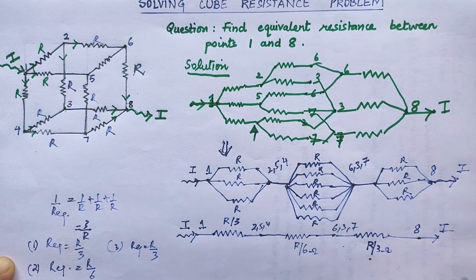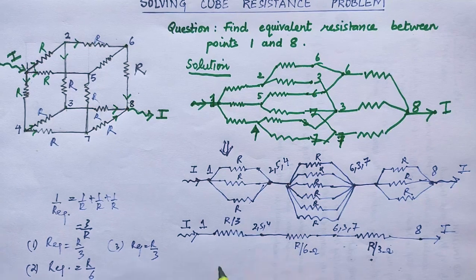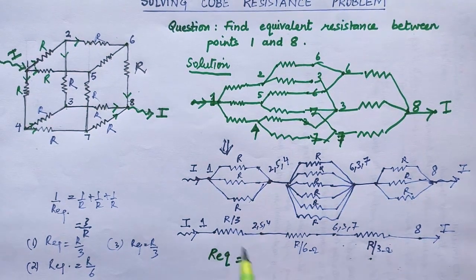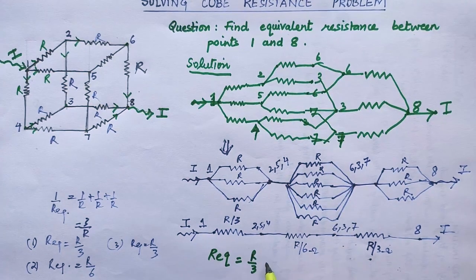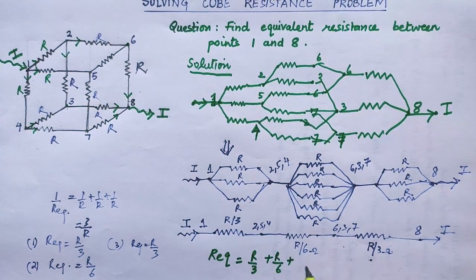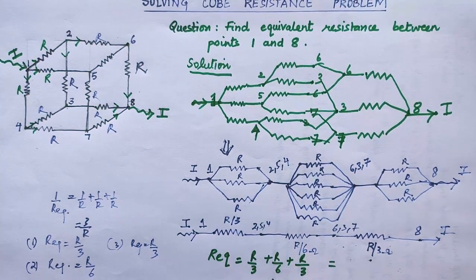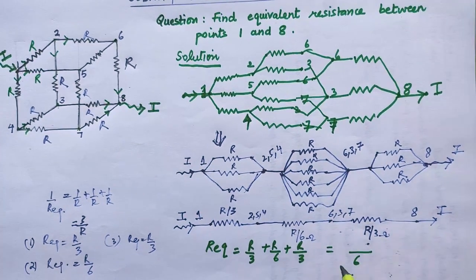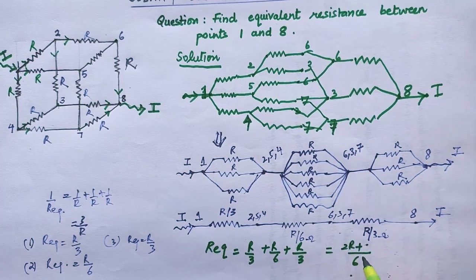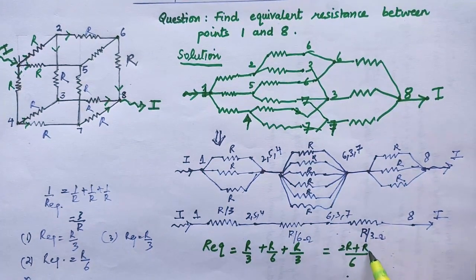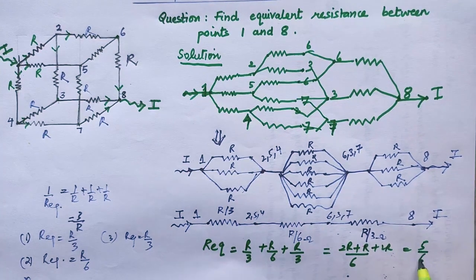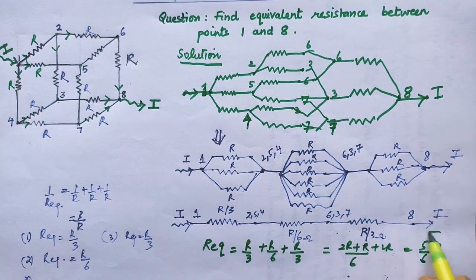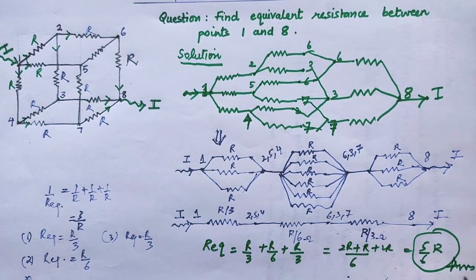Now it's a simple series circuit. So the whole equivalent can be found as R by 3, they are in series, and you know in series the resistances are added. R by 3 plus R by 6 plus R by 3. So you solve it. The common denominator is 6. So it is 2R plus R plus 2R, that is 5 by 6 R. Okay, so we have got our answer.